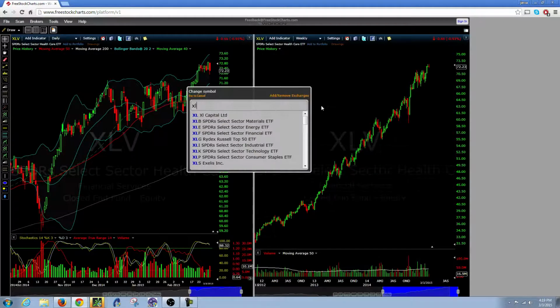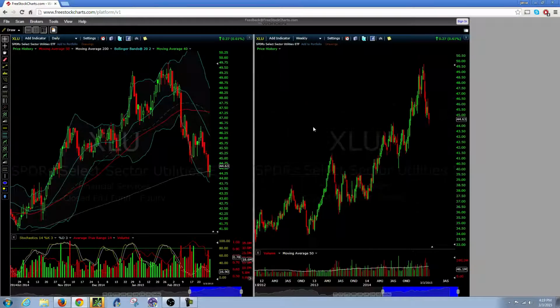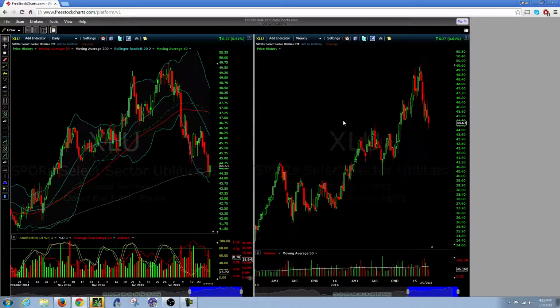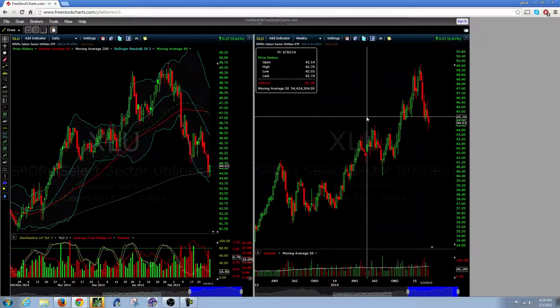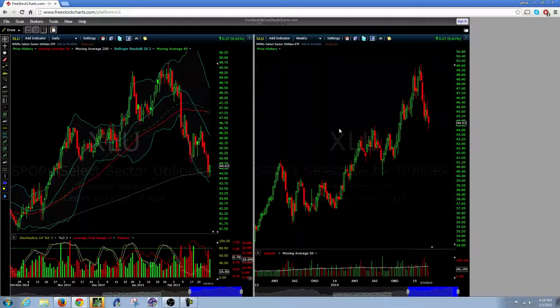XLU is the utility one. This is beaten down. Actually, I put a trade out in here today, guys. There was a swing trade, and we'll go into that trade in a few minutes too. I like how that trade looks, and we'll talk about it and see if it gives us a nice swing.